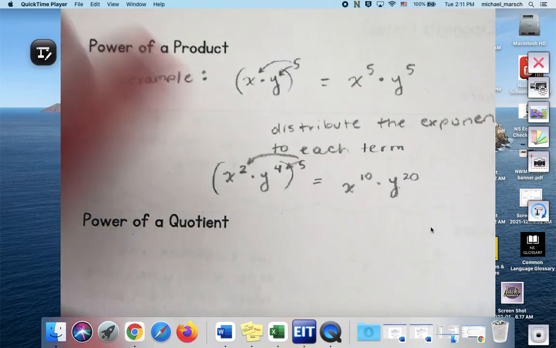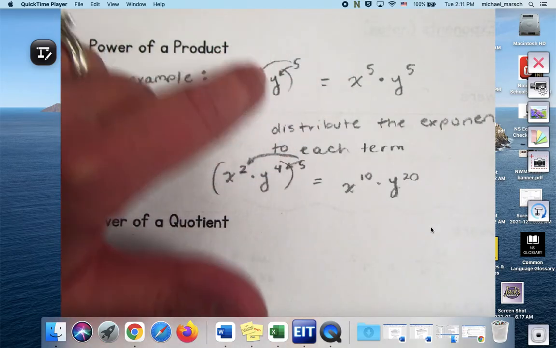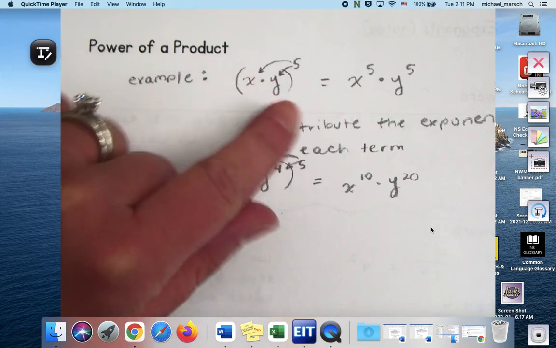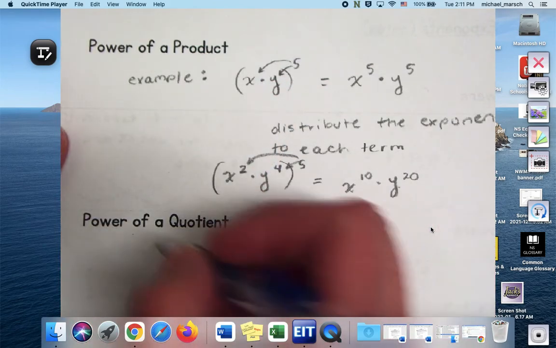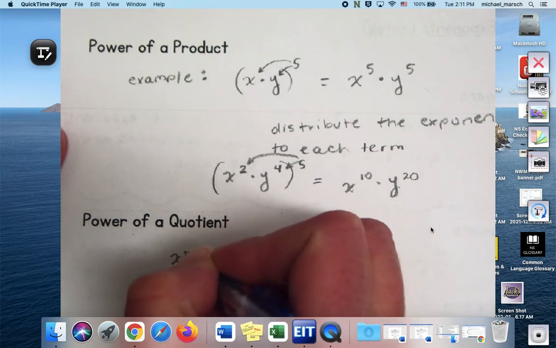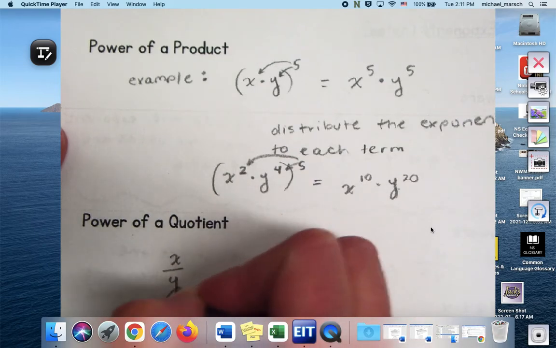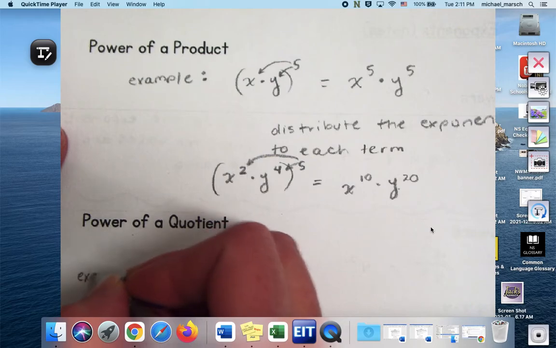Okay, power of a product, right? We distribute in. These two numbers are being multiplied. That's why it's power of a product. Power of a quotient. Oops, I forgot to write the word example.